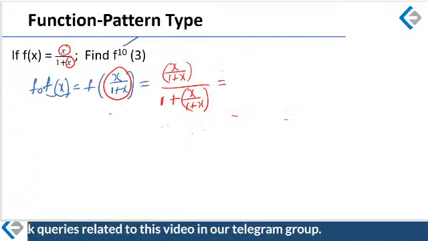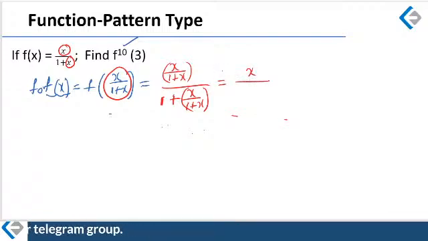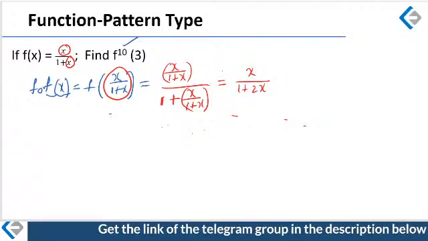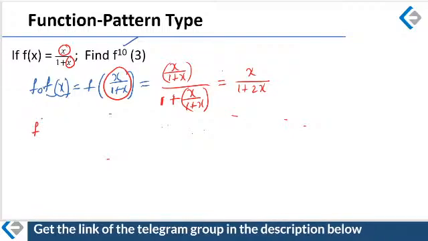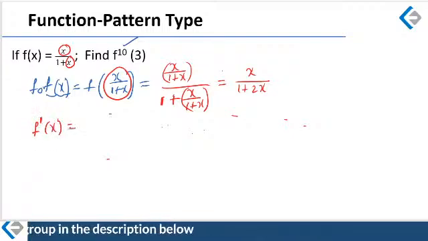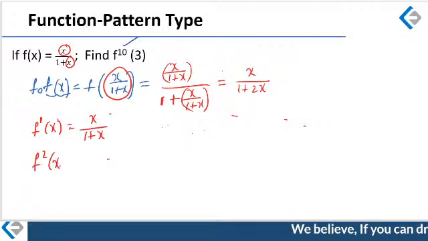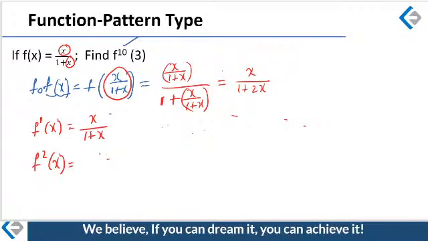What is this, by the way? This is nothing but X divided by 1 plus 2X. That's the outcome. Likewise, you might do one more step, another step. Look at this: F1 of X is X divided by 1 plus X. F2 of X, considering it 2 times, has given me X divided by 1 plus 2X. I already found this out.